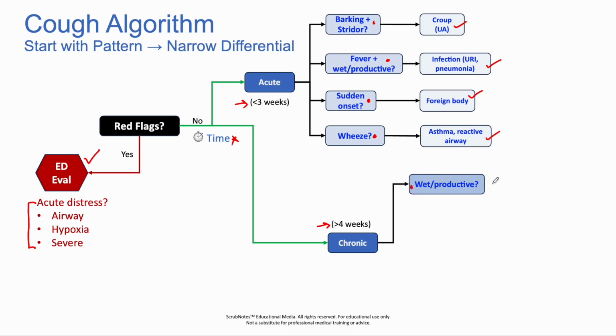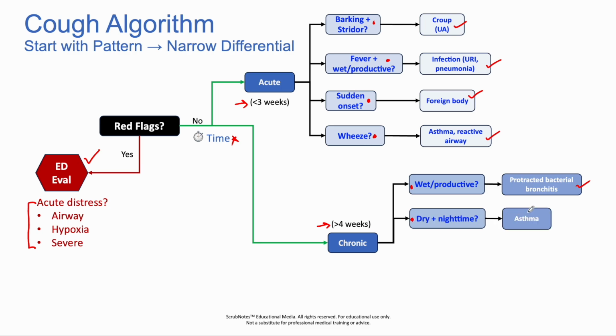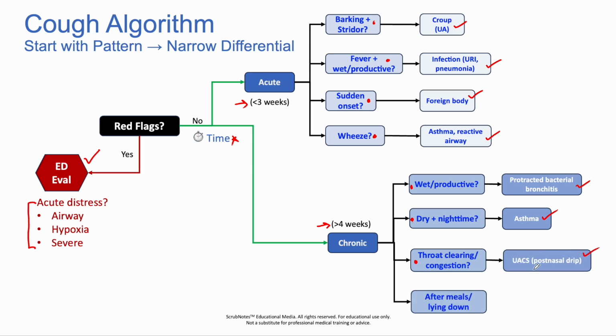Again, we would ask, is it wet and productive cough? That's more likely protracted bacterial bronchitis. If it's dry cough and occurs at night, asthma could be a cause. If there's throat clearing and congestion, maybe postnasal drip. And lastly, if they have it after meals or lying down, you'd be thinking more GERD. GERD's less likely in a 4-year-old, but just for thoroughness, I've included it here.